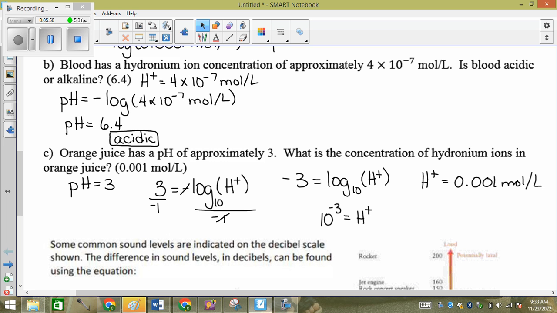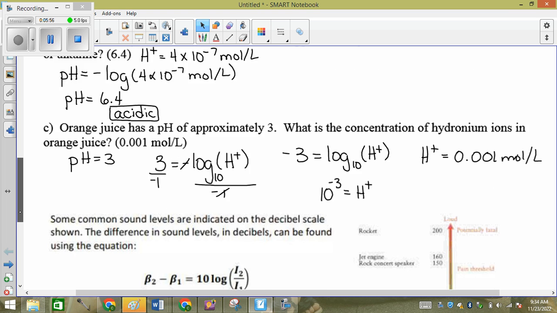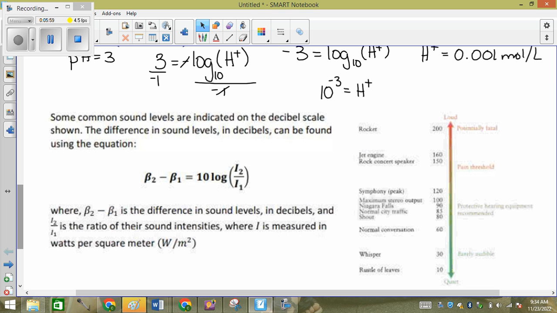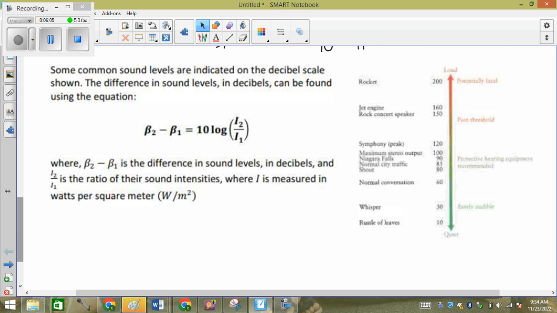Like I said, they can give you any log equation though. They can find any log equation in chemistry or wherever and give it to you. Ultimately, you're usually missing the thing that's beside the log, so you just convert to exponential and get it. Okay? So then we have decibels.